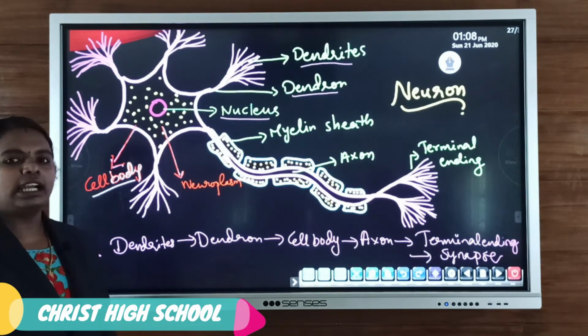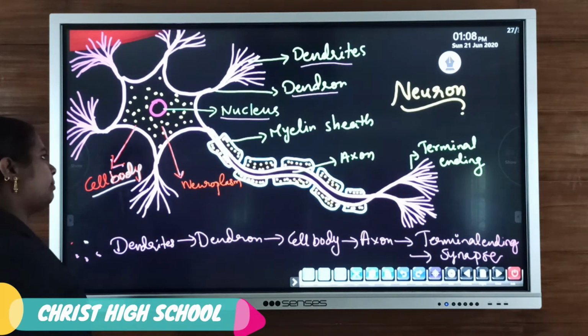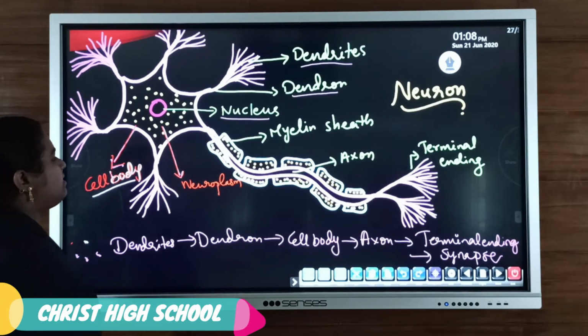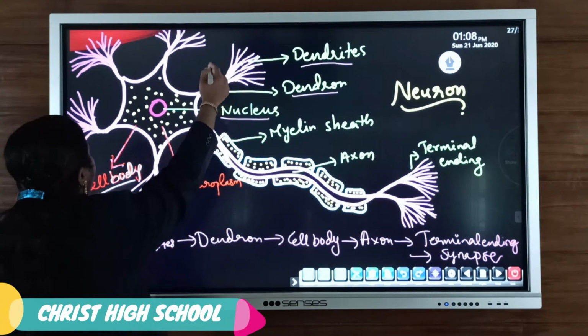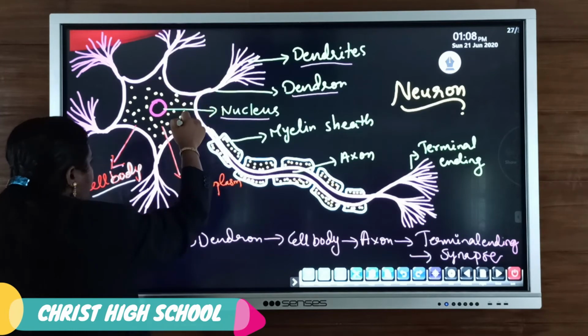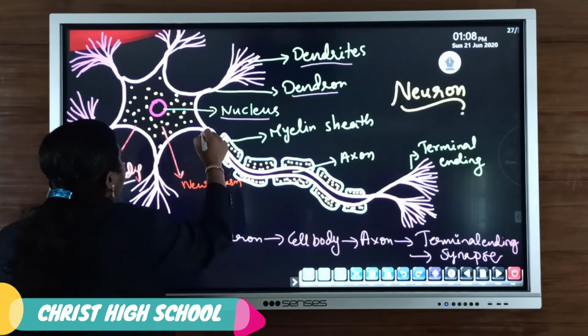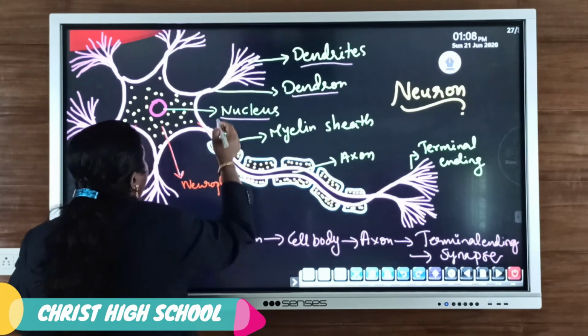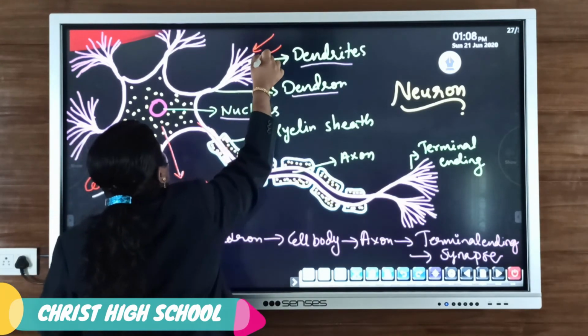So the dendrite collects or receives information from the nearby area, and this impulse is transmitted from the dendrite to the dendron, then from the dendron to the cell body. When it reaches the cell body, then what will happen? From the cell body to the axon.